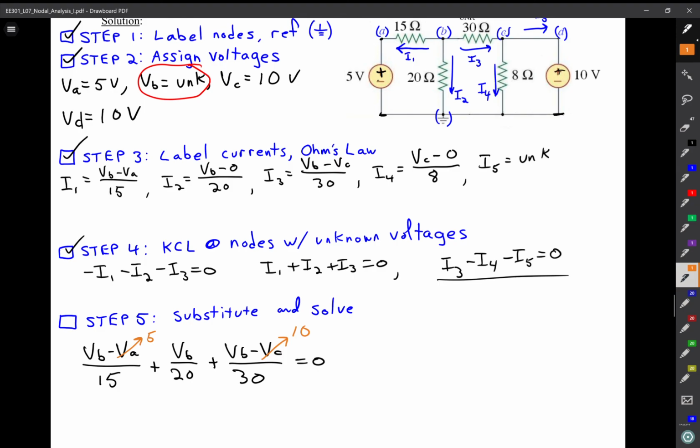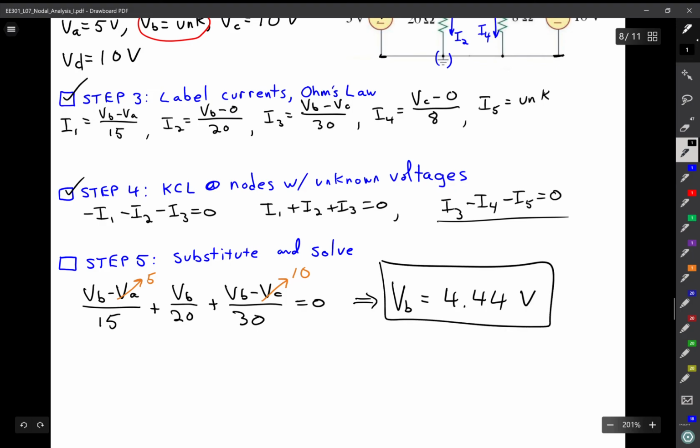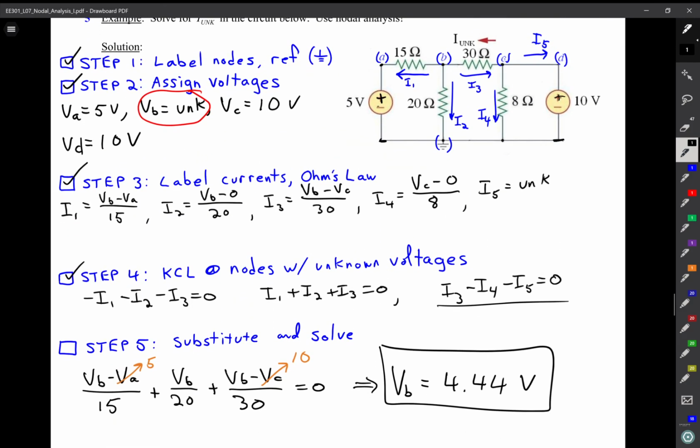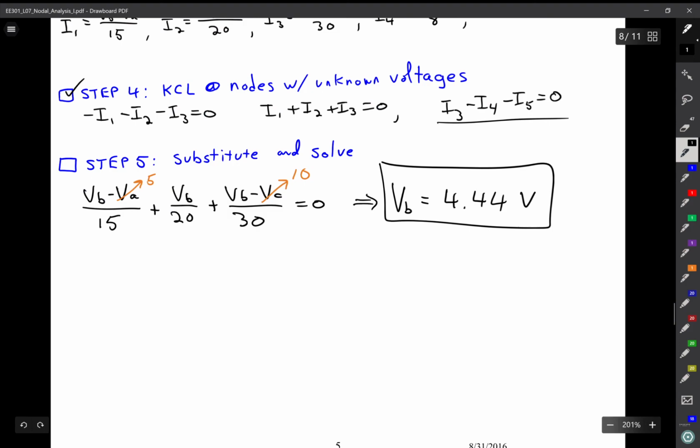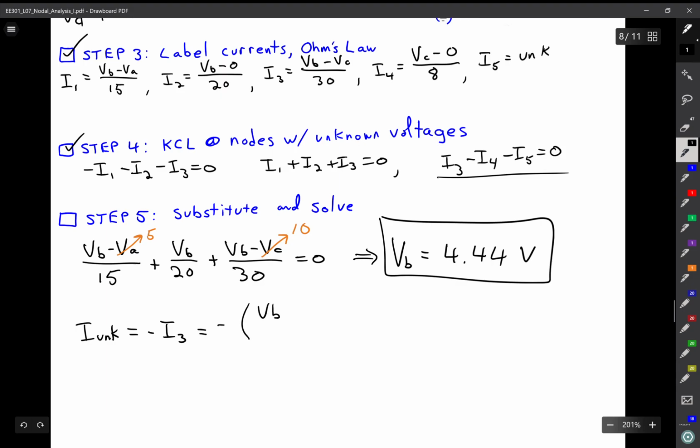Now I'm going to just solve it algebraically. And when I do, and you can check my numbers on this, VB is equal to 4.44 volts. And that's my answer. Now, I'm going to go back and ask the question, what is I unknown? I unknown is the opposite of I3. So what I want to find for the whole problem, I unknown, is equal to minus I3, which is equal to minus VB minus VC divided by 30.